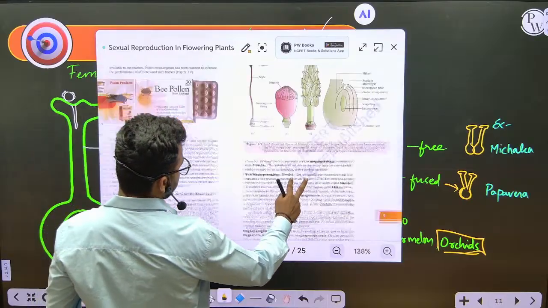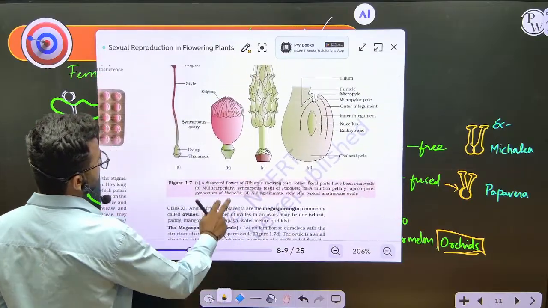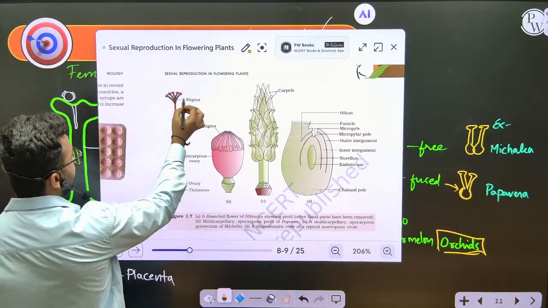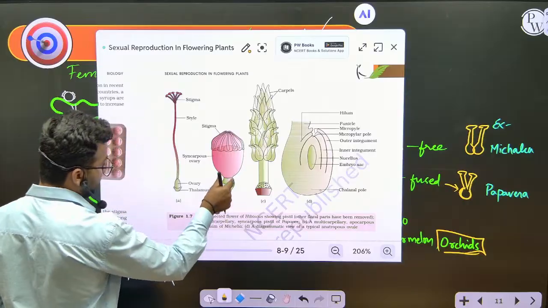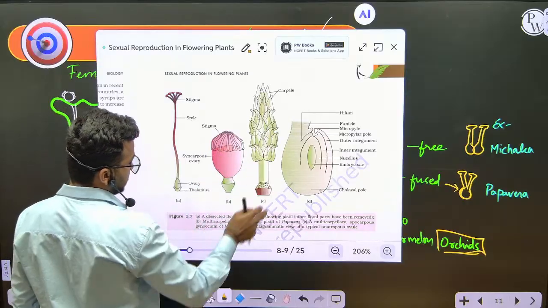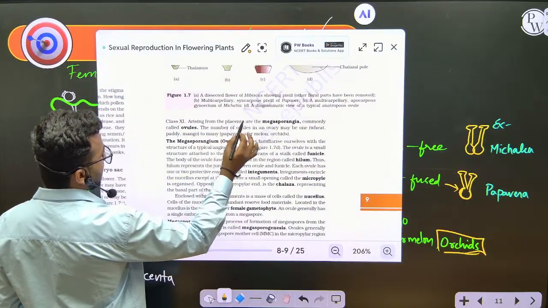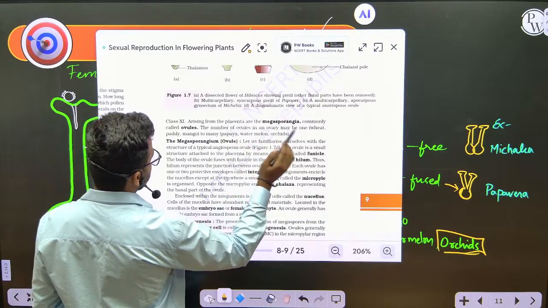So here you can see, these are the diagrams which are given. This is the hibiscus plant, where the stigma are many, then the ovary is here. So it is syncarpous. In the line below that, you will be seeing placenta, the megasporangia, ovule.